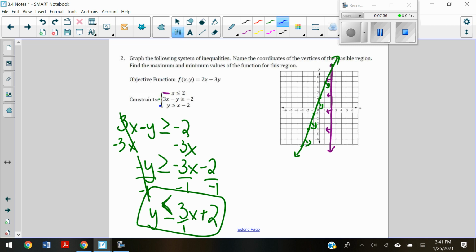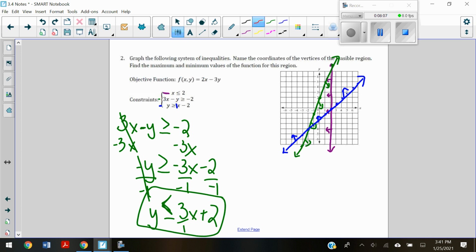And then my last one here, I have y is greater than or equal to x minus 2. So my y-intercept is negative 2. And my slope is going to be 1 over 1. So I'm just going up 1 over 1, up 1 over 1. Okay, or I can think about it as down 1 to the left 1. And this is a solid line because it says greater than or equal to. And greater than means I'm going to shade above this line.